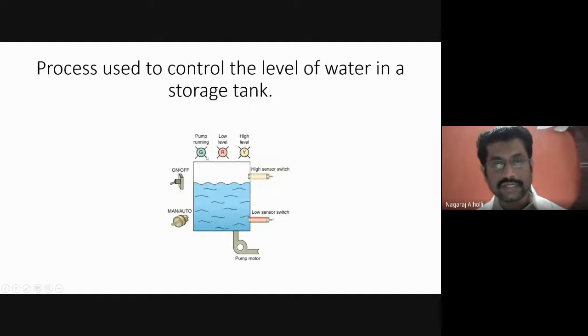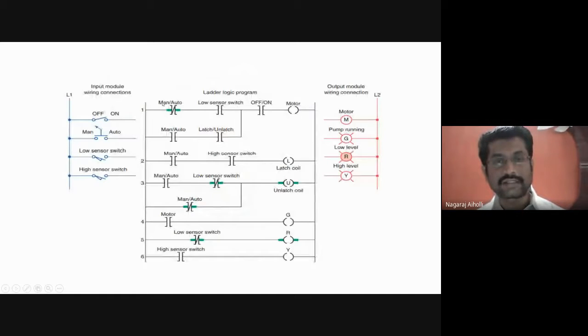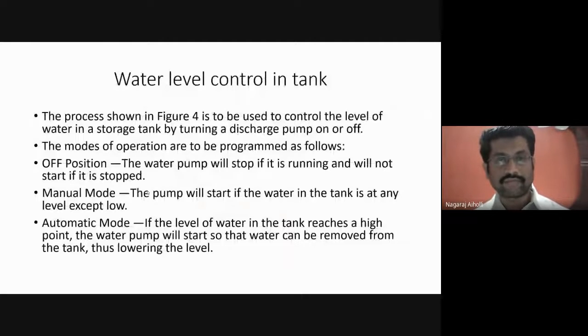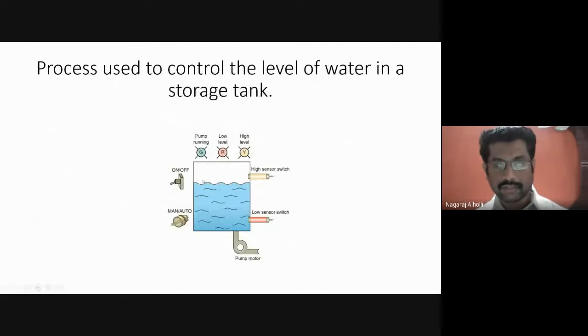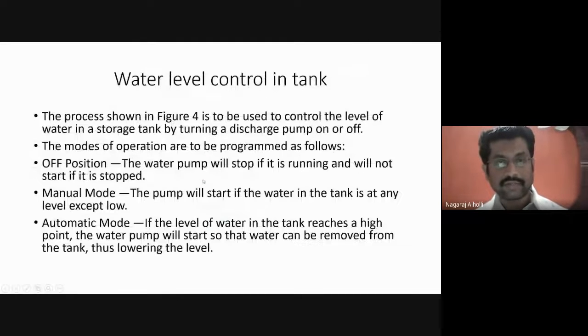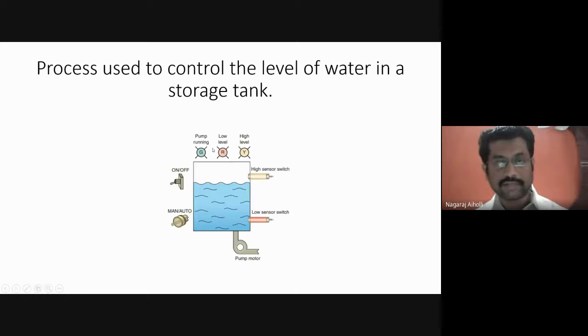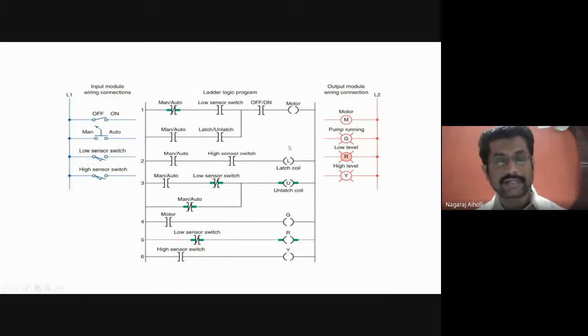So these are the three statuses, how we are monitoring, and how we are writing the ladder rung program here. This may be asked in examination: explain the process used to control the level of water in a storage tank along with the ladder diagram. Then you have to draw the figure. You all have to start with what the process is, what the off position, manual mode and automatic mode are, what they are used for, what low level, high level and status lights are. Explain about them and then draw the ladder diagram and explain.